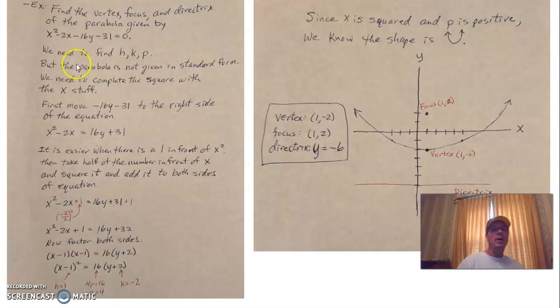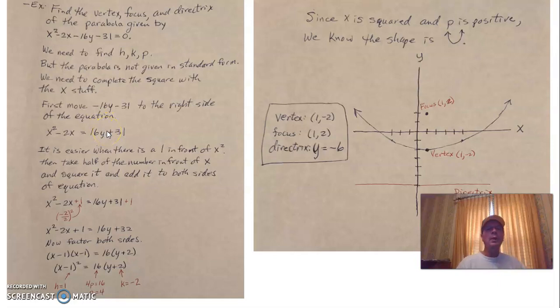To complete the square, we're going to leave the x squared and the -2x on the left side, and we're going to move all the y and the 31 thing all to the right side. So we're going to separate them out. And that's what I'm telling you to do here. So I get x squared minus 2x on the left. I'm going to add 16y and add 31 to both sides. It brings them over to here.